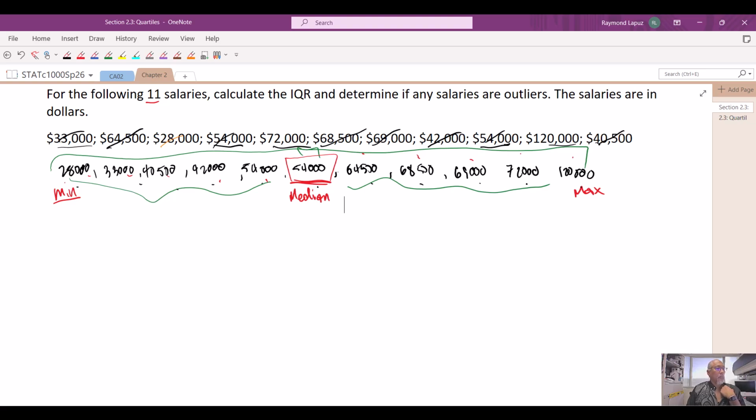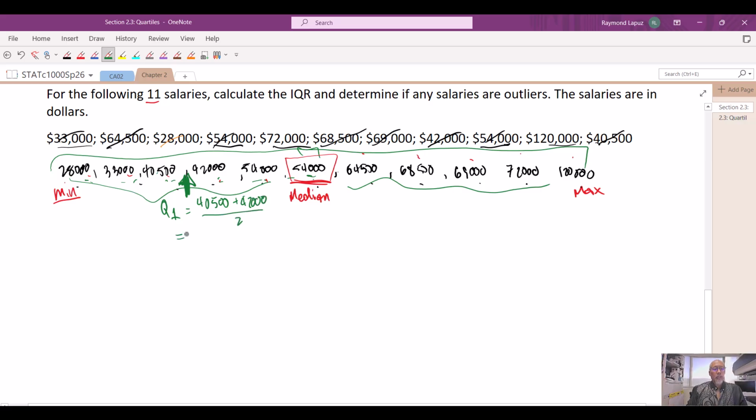So the middle of the upper half value, if we include the 54,000, then we have 1, 2, 3, 4, 5, 6. There's 6 numbers total, and to find the middle of 6 numbers would be the first 3, and then the second 3 would be right here. So to find your first quartile, it would be the average between these 2 numbers. So this is 40,500 plus 42,000. Divide that by 2.